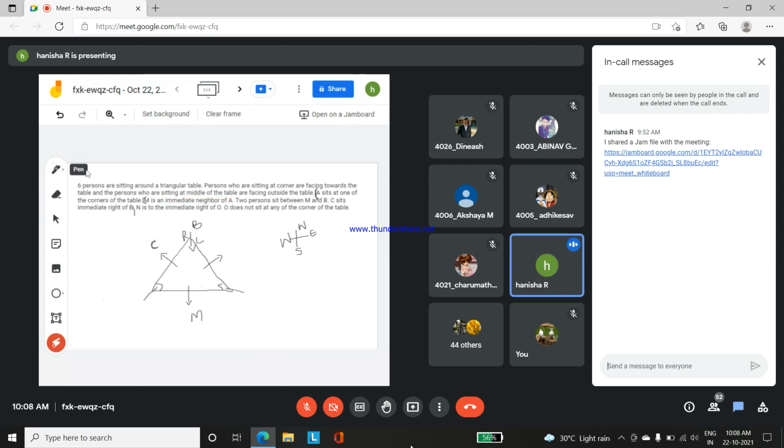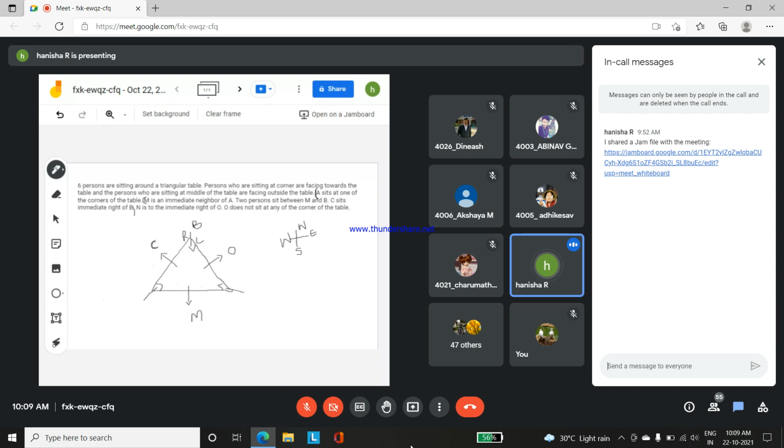Next, N is to the immediate right of O. We do not know where O is, but as per the clue, N is to the immediate right of O. O does not sit at any of the corners of the table. Look here, you have three corners. One is fixed with B, and the others are these two. So O will not sit at any of the corners. O will come only over here, because the other two sides are filled with M and C.